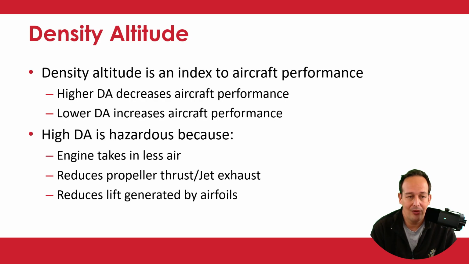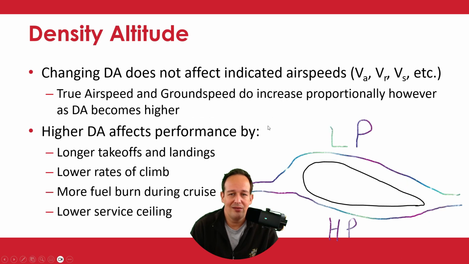So at a high density altitude, it feels like the airplane's at a high altitude. And so there's less air, so we make less power. And for that same reason, the propeller is going to produce less thrust, and we're going to reduce the lift generated by the airfoils. Changing the density altitude does not affect indicated airspeeds. True airspeed and ground speed do increase proportionally, however, as density altitude becomes higher. And so higher density altitude affects performance by longer takeoffs and landings, lower rates of climb, and lower service ceilings.